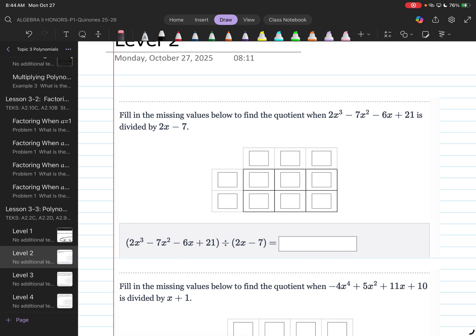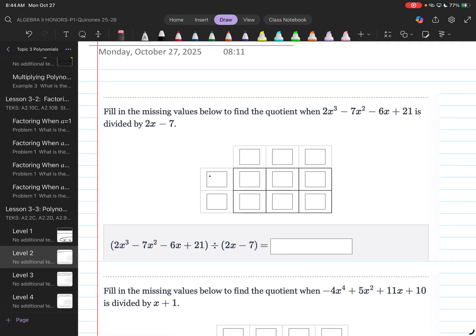So fill in the missing values to find the quotient of 2x cubed minus 7x squared minus 6x plus 21 divided by 2x plus 7. Okay, so now you're going to have to fill in some stuff. 2x plus 7. Writing it is imperative, everybody, right? Look at the last problem. I got it wrong because I missed a negative, and I would have gotten it wrong on an exam because of a negative. Be deliberate.